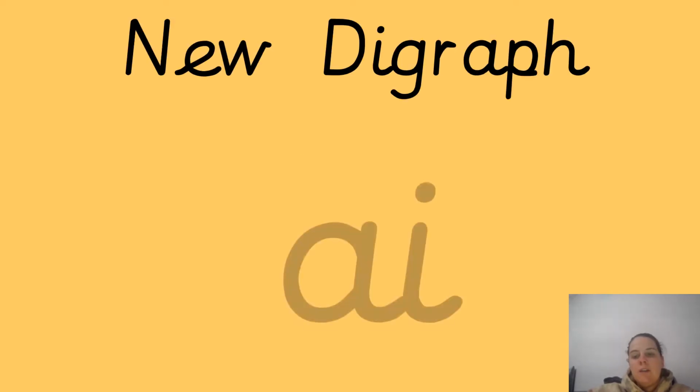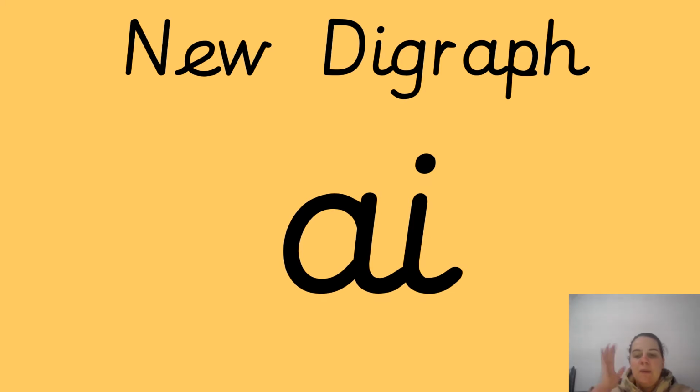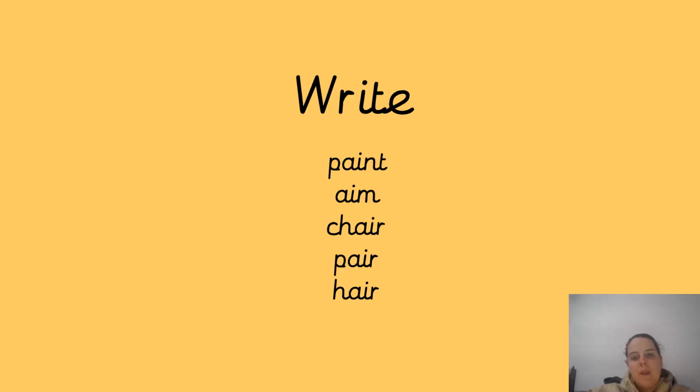Okay, our new digraph today is A, and we normally go A, A, A. That's the action for A. Write these words: paint, aim, chair, pear, hair.